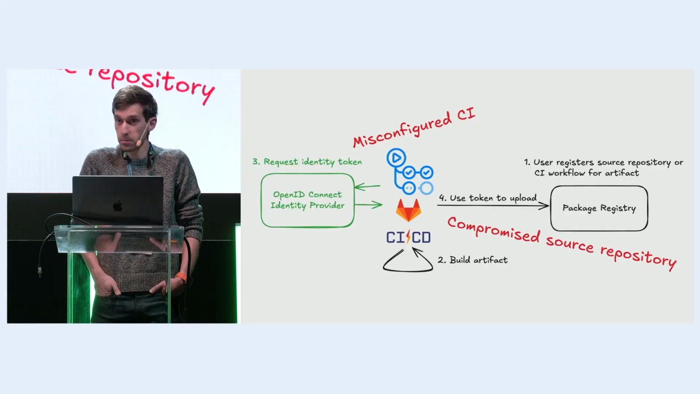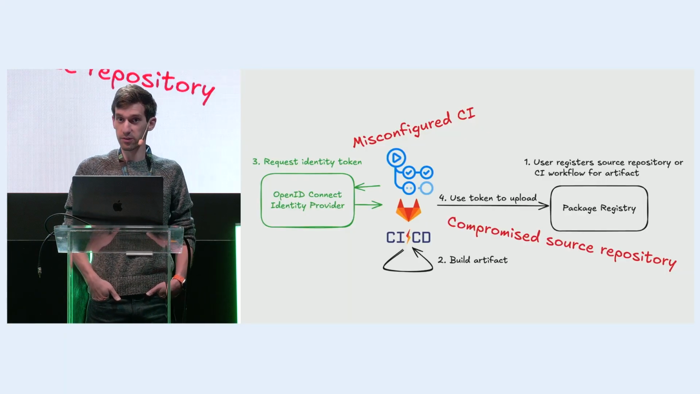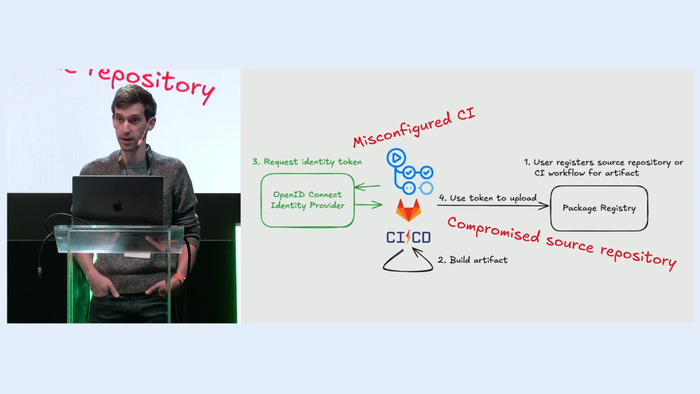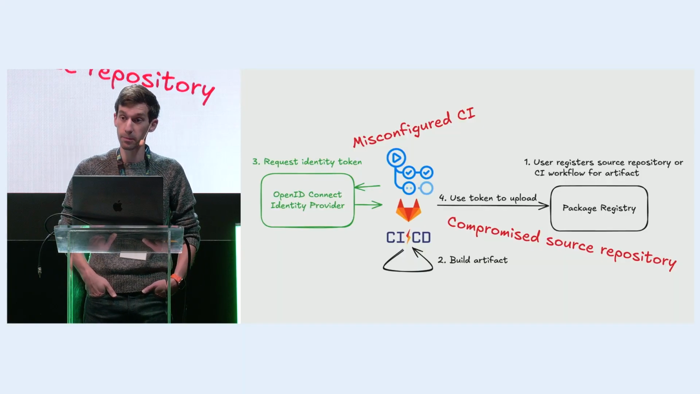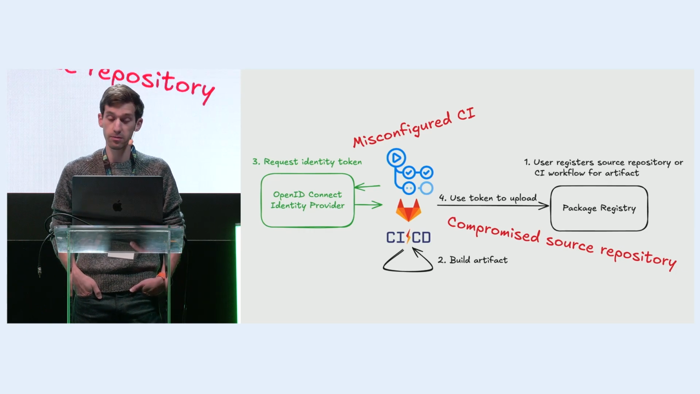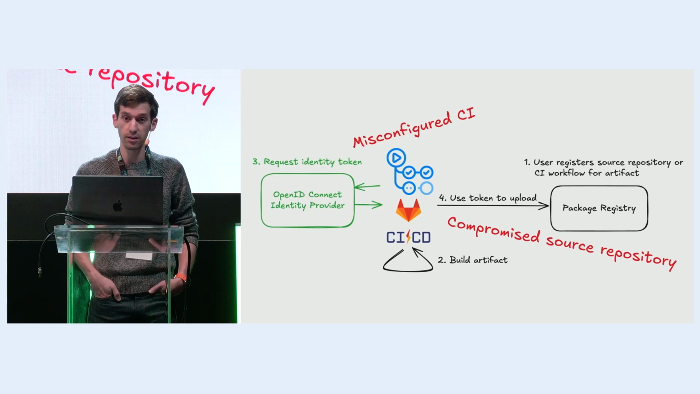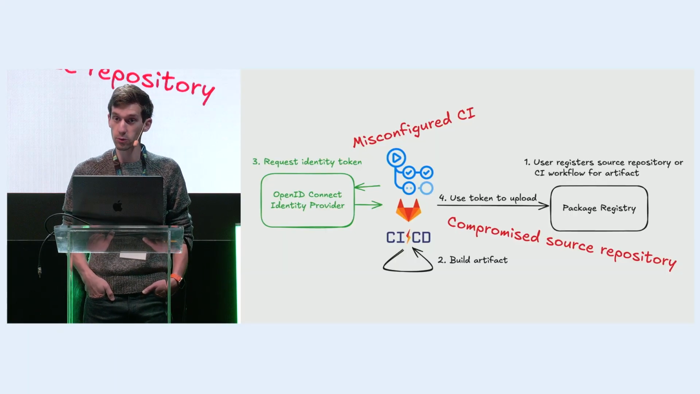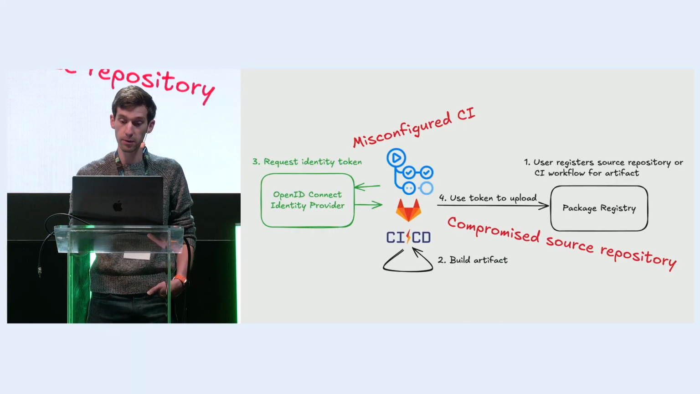But as I said, misconfigured CI is still very much a real risk here, right? We've moved from long-lived tokens, where if an API key gets stolen, it can repeatedly be used to upload artifacts. But we could still have misconfigured CI that lets an attacker request an identity token, or maybe entirely compromise a source repository and release artifacts through this pipeline.